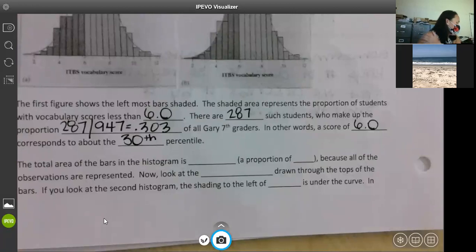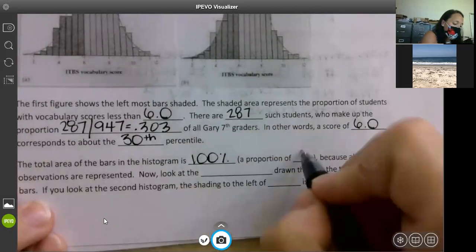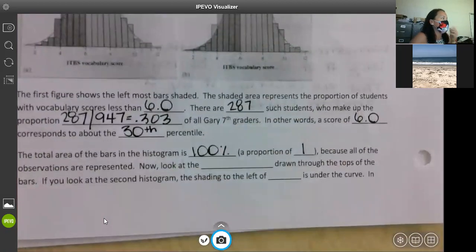The total area of the bars in the histogram is 100%, which is a proportion of 1. So we always want 100% or a proportion of 1, because all the observations are represented.